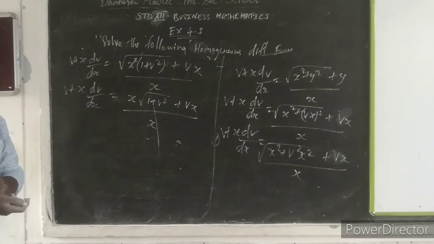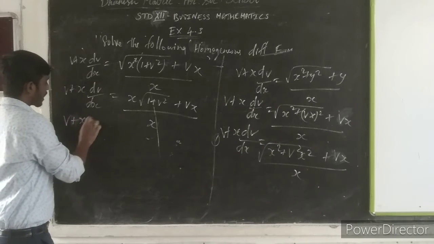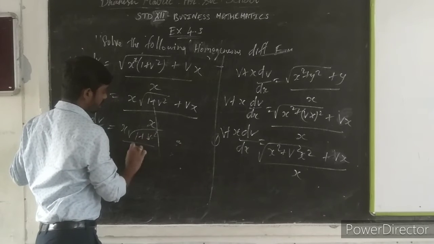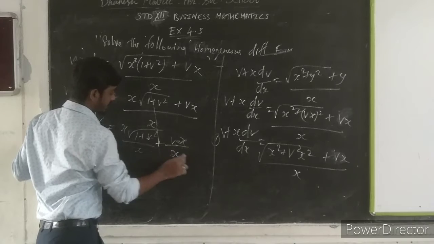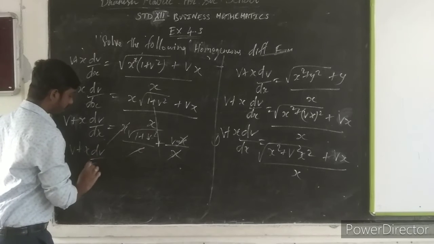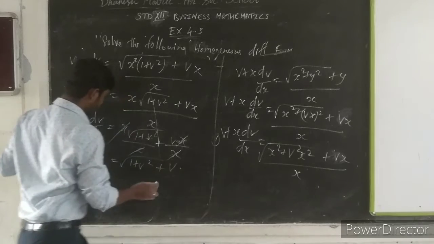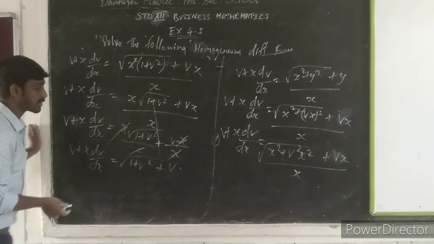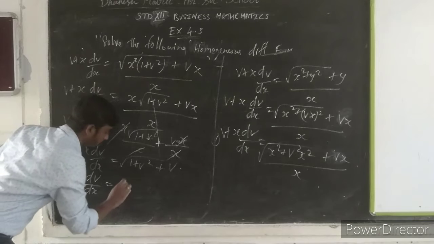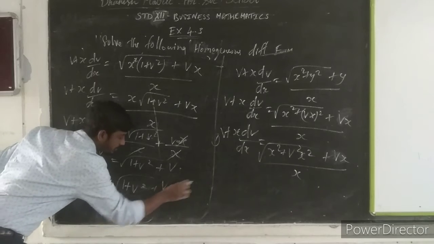Now separate the denominator here. So we are getting v plus x dv divided by dx equal to x root of 1 plus v square divided by x plus vx divided by x. Now cancelling x, what is the remaining value? We are getting v plus x dv divided by dx equal to root of 1 plus v square plus v. This plus v goes that side, it changes into minus, and it will be cancelled. So x dv divided by dx equal to root of 1 plus v square, plus v minus v will be cancelled here.